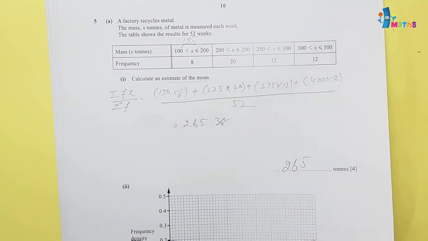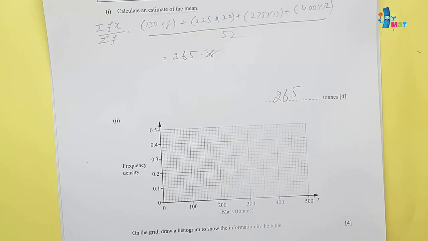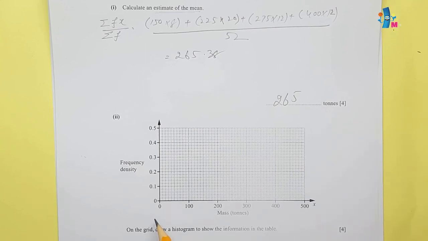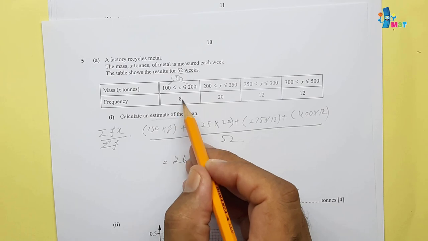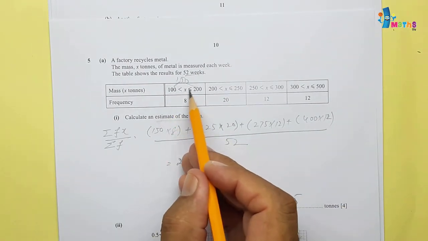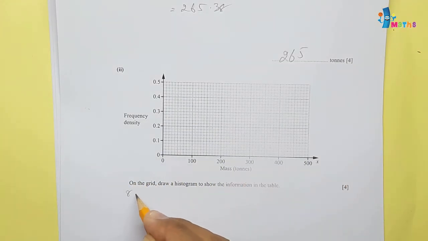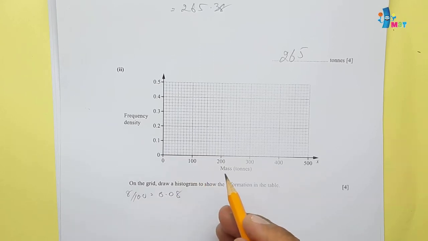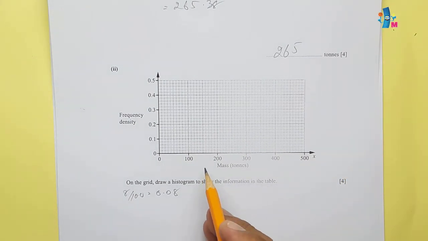Second part, on the grid, draw a histogram to show the information in the table. So we have to show a histogram. To calculate the height of the histogram, we will divide this number by the class width. The class width is 100 in this case, so 8 divided by 100. This will be equal to 0.08. So 0.08 will be from 100 to 200.